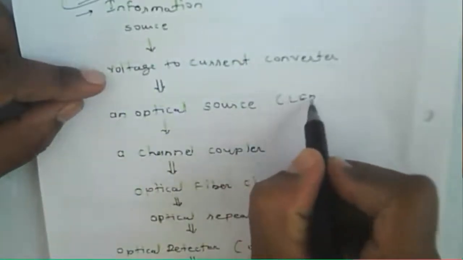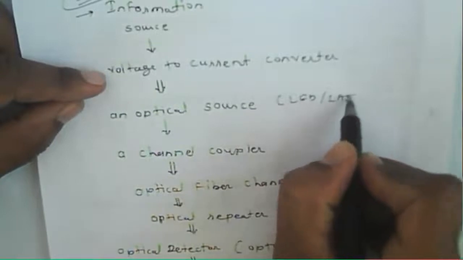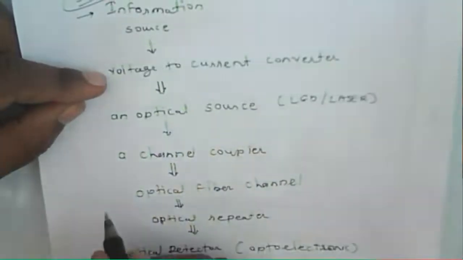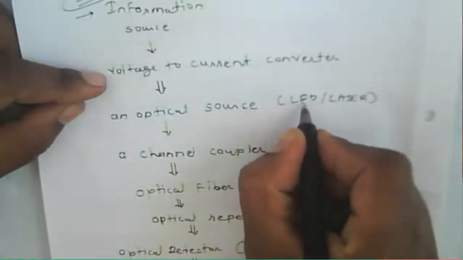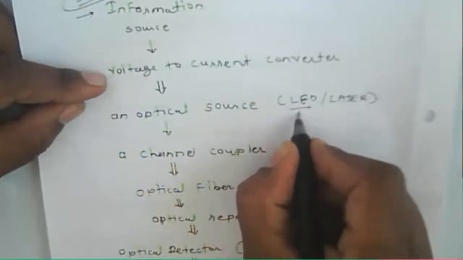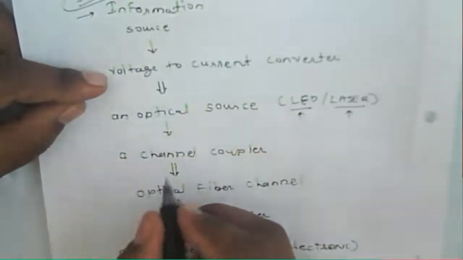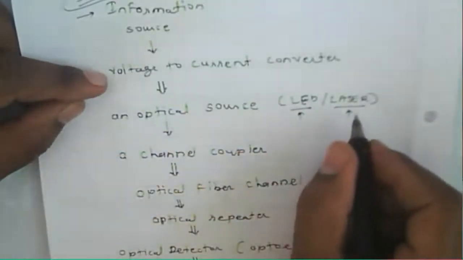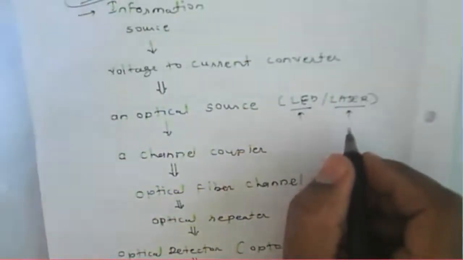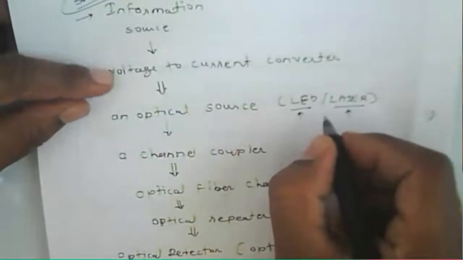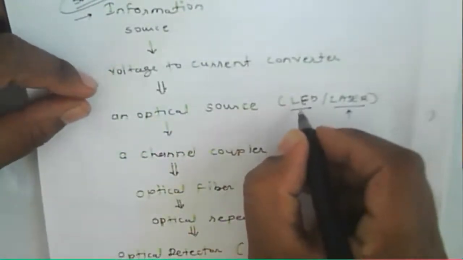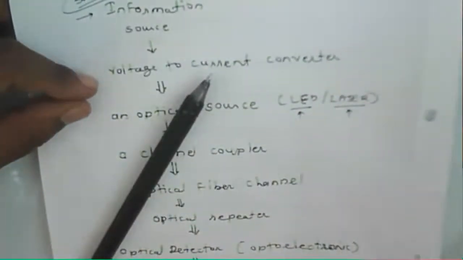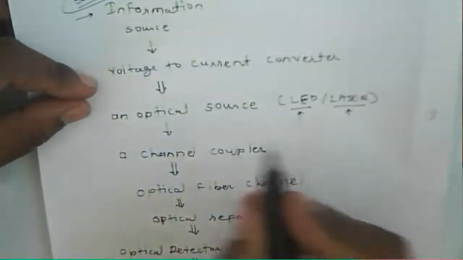So what is the optical source? A light emitting diode, or a laser. The light emitting diode emits light. A laser also emits light, but the signal from the laser will be monochromatic. Now we'll see what the various signals propagating through it are.